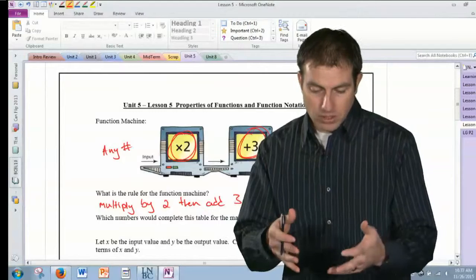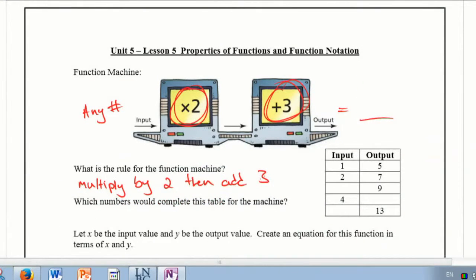So looking at the table of values here, imagine we didn't know that it was multiplied by 2 and added by 3. Could you figure that out by just looking at the table? So if I give you an input of 1, you give me an output of 5. So the first thing I think is, maybe I'm adding 4 to get from one step to the other. So I go to the next one and I try it and I say, okay, 2 plus 4 is 6. Oh, that doesn't work. All right.